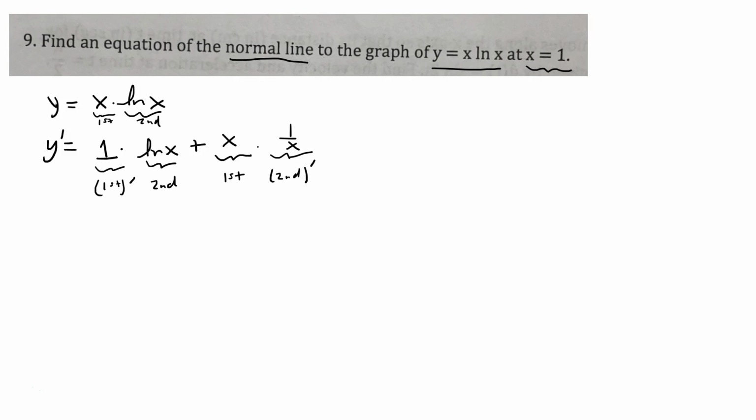Now what? We need to simplify. The first part is just a natural log of x, and the second term, these x's cancel. You just get plus a 1. And this is your derivative. This is your derivative at any value of x. And what we're going to look for is the derivative evaluated at 1. You see, the derivative at 1 is the slope of the tangent line.